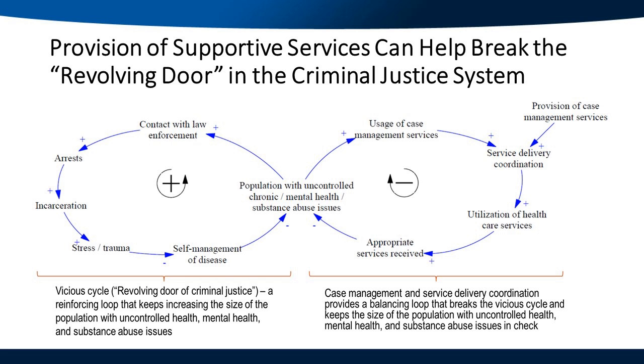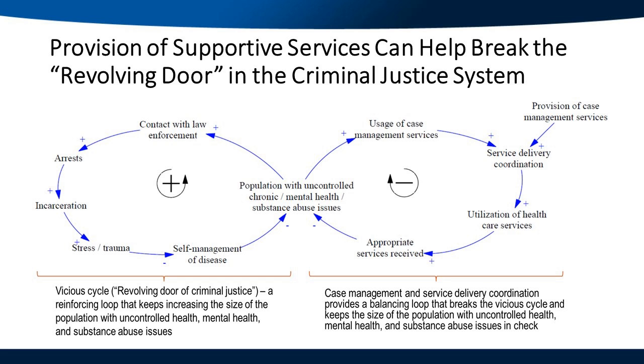And this is essentially a vicious cycle that shows that for certain people who have uncontrolled chronic or mental health or substance use problems, those people experience this vicious cycle that gets them continuously in touch with law enforcement, which results in arrest and incarceration, which creates more stress and trauma, makes it difficult for them to manage their conditions, and that, again, results in more contact with law enforcement. And so this revolving door is well known in the policy arena. It is one of the reasons why many of these programs are created, trying to eliminate it.